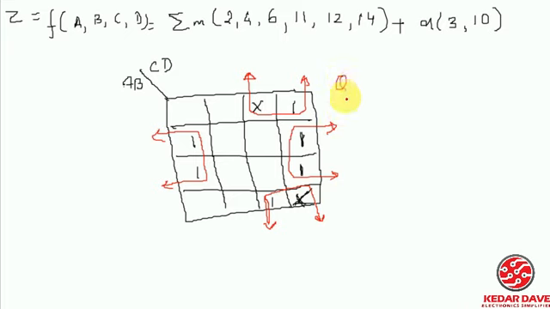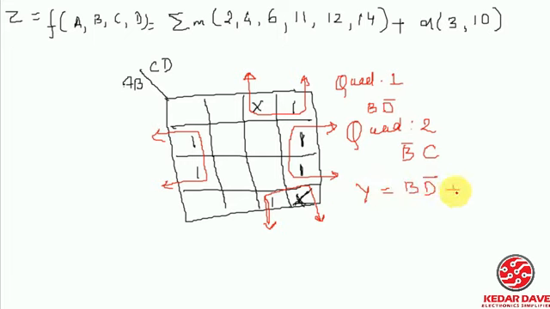So we are writing for the quad 1. For the first quad, the variable which is not changing, that is b d bar. For the quad 2, we can write the second term as b bar c. So this way the Boolean equation can be written as b d bar plus b bar c. If we make the diagram for this, then it can be shown this way.